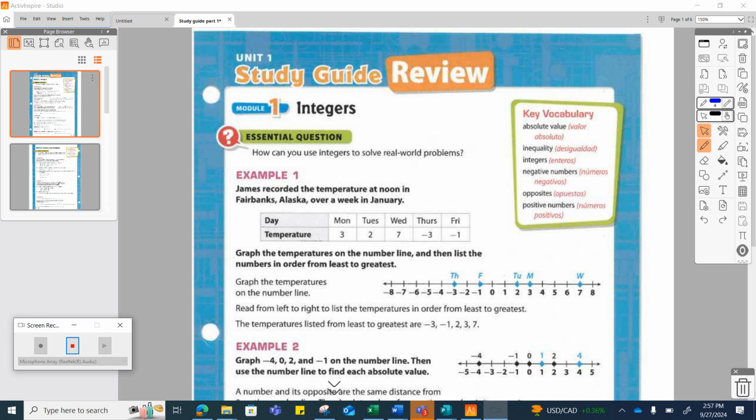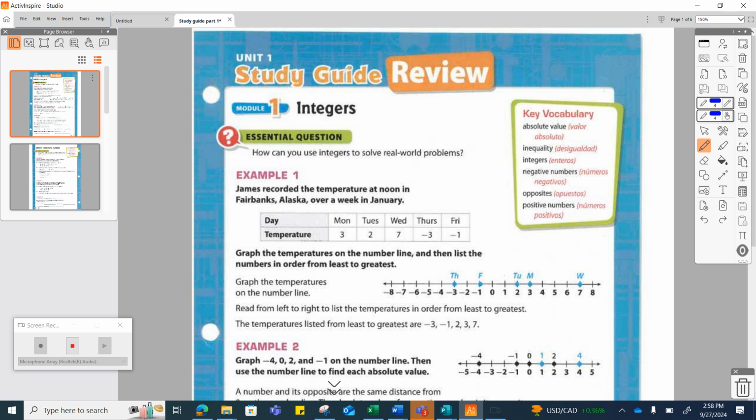Okay. So our study guide review. Our first module was on integers. How can you use integers to solve real-world problems? So we have a real-world problem here. James recorded the temperature at noon in Fairbanks, Alaska, over a week in January. And there's his graph. Graph the temperatures on the number line and list them from least to greatest.